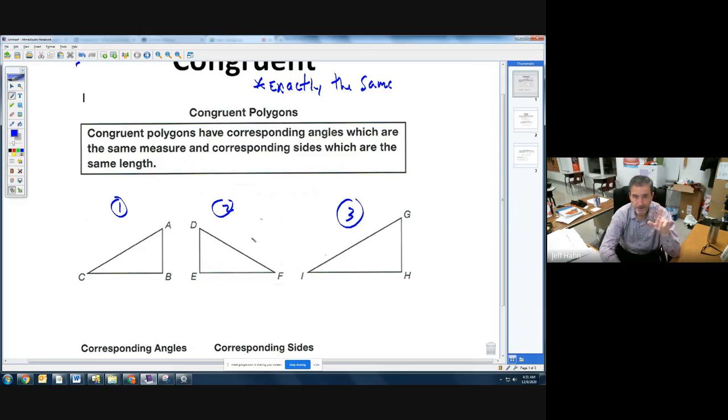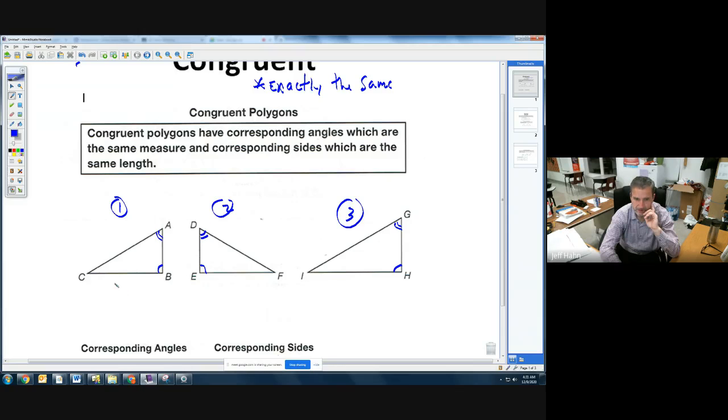We're looking at two things: the sides and the angles. Let's look at the angles first. Angle B, angle E, and angle H are all 90 degrees. The way we show in math that they're the same is we make a little arc. If these all have one arc, we mean those are the same. Angle A, angle D, and angle G are also the same, so because we already have a single arc, we're going to make those two arcs. That tells us those are the same.